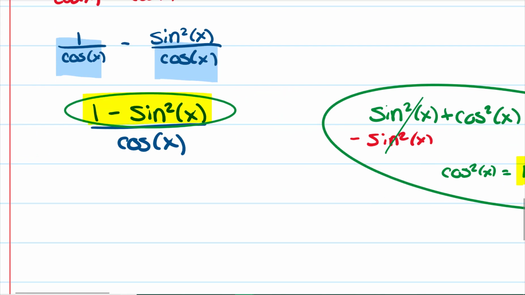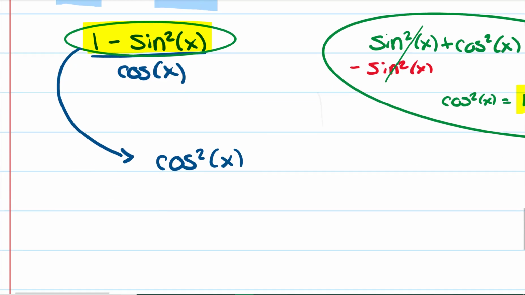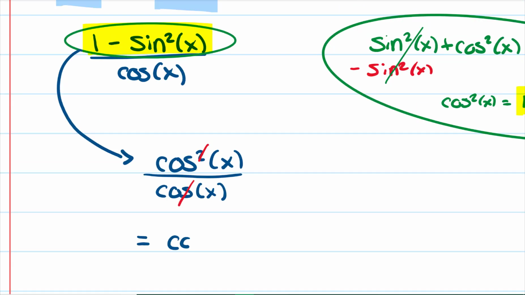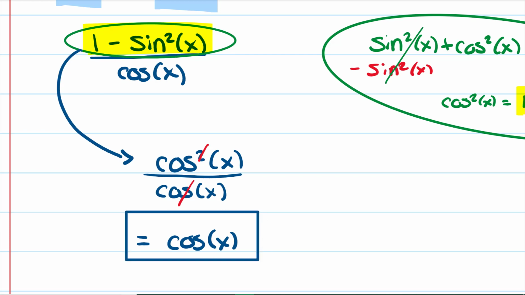So notice I have the 1 minus sine squared here. So this 1 minus sine squared becomes cosine squared, all divided by cosine. And then one of these is going to reduce off. And so my final answer is just cosine of x.